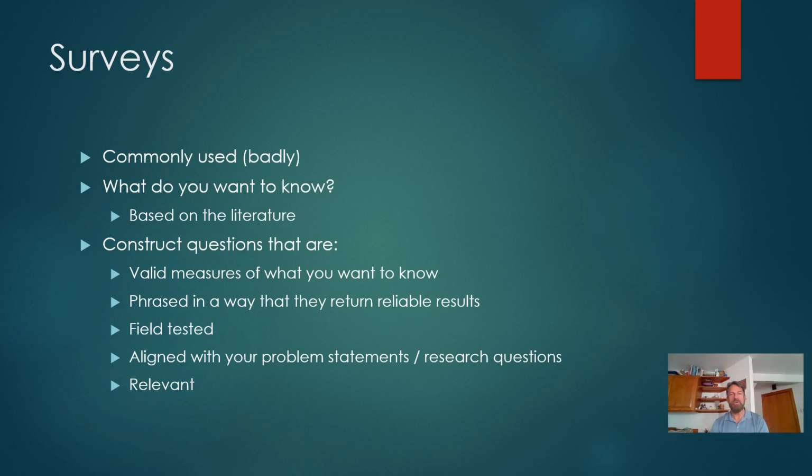When you construct a survey, you want to construct questions that are, first of all, valid measures of what you want to know. We've already talked about validity. You want to phrase them in a way that returns reliable results. That means clearly defining all of the parts of the questions so that there's nothing left to chance and nothing left to interpretation on the part of the respondents.